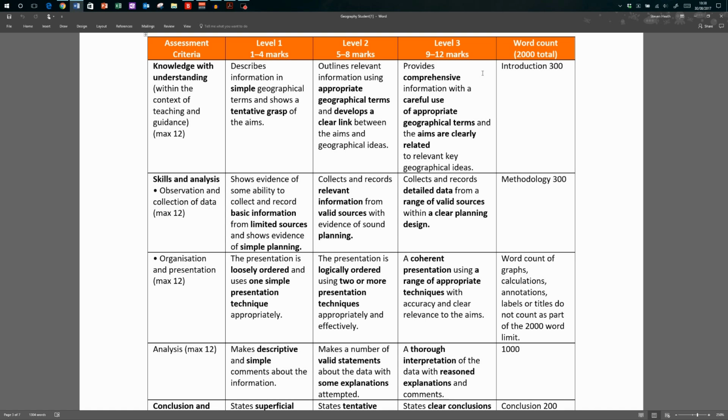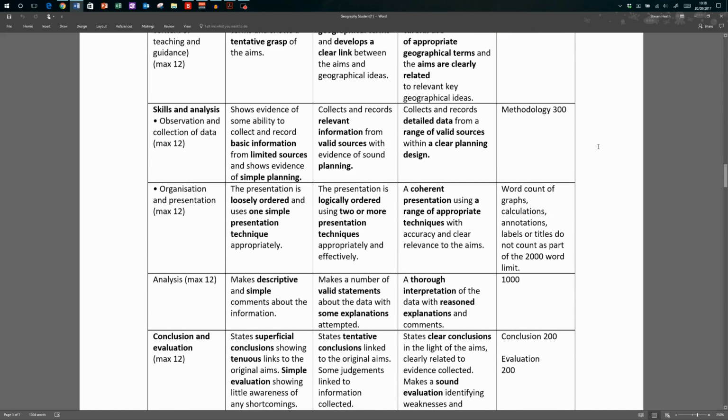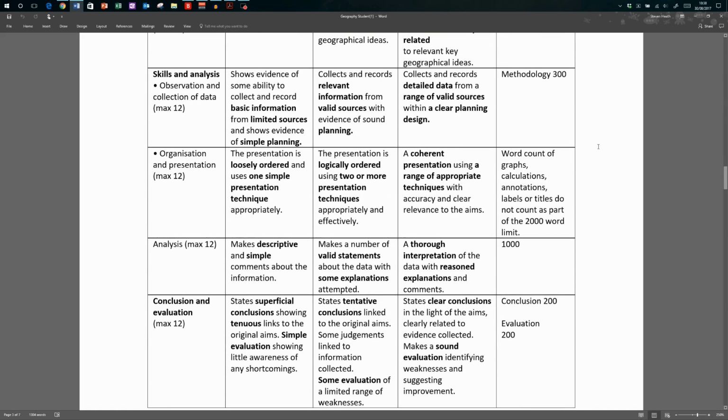The skills and analysis is mainly the methodology part. This is about 300 words. Organization and presentation, this is shown throughout your coursework, and it looks at how professional your work is. Is it laid out properly? Have you shown correct graphs and calculations? That type of thing. There's no word count attributed to this because most captions and most annotations aren't counted as part of the 2000 word limit.